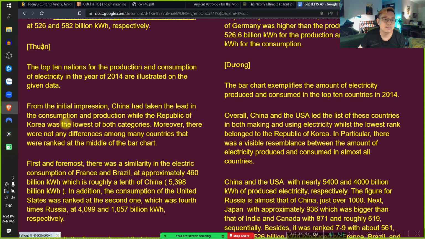Okay. Was the lowest of both categories. Moreover, there were not any differences among. Are you sure there were not any differences? Có khác biệt nha, nhưng mà nó nhỏ thôi. Of course there are differences, but it's just small differences, you know.